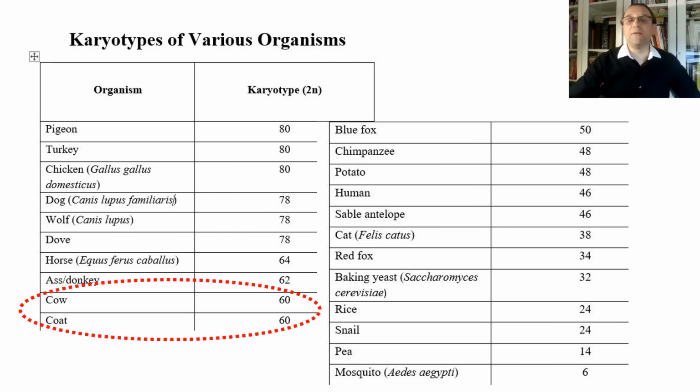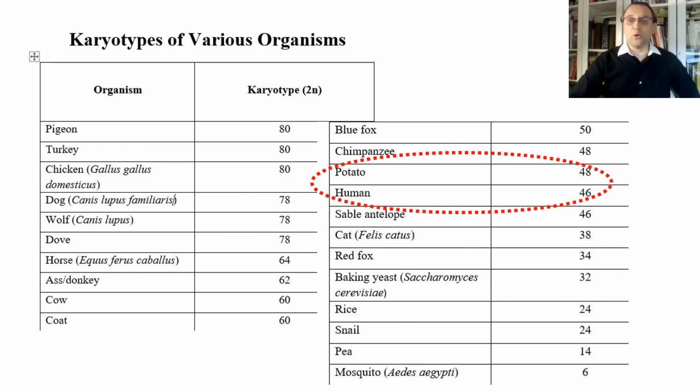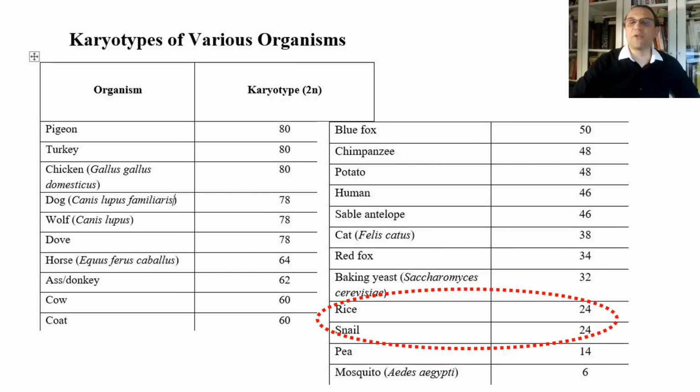Cows and goats are different species but have the same number of chromosomes in their karyotype. Thus, karyotypes do not show how species are related to each other. Just look at the human and sable antelope. Same number of chromosomes, but this does not mean we are close relatives. Or look here. Human karyotype is 46, and potato karyotype is 48. Close numbers, but this does not mean we are close relatives with potato. Same thing with rice and snails.